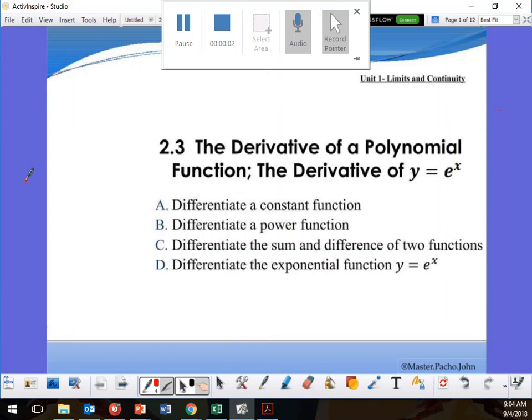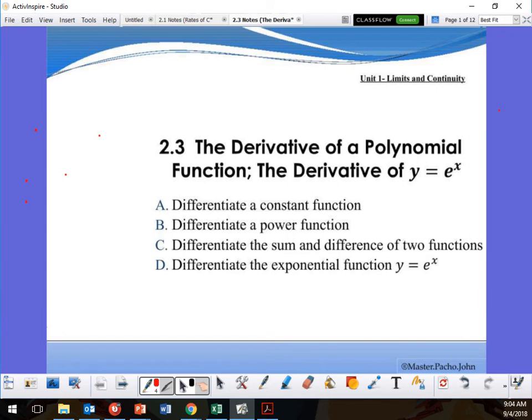Alrighty, you people, this is going to be 2.3, derivative of a polynomial function. And why is this not going away? Go away. Why is... Stop it. Alright, anyway.